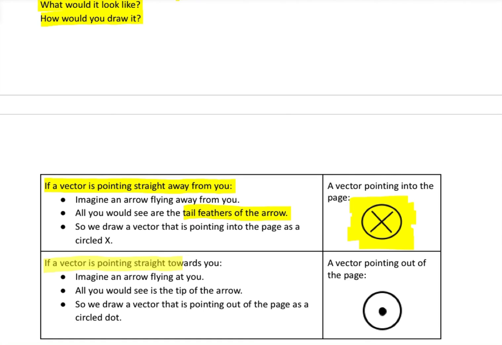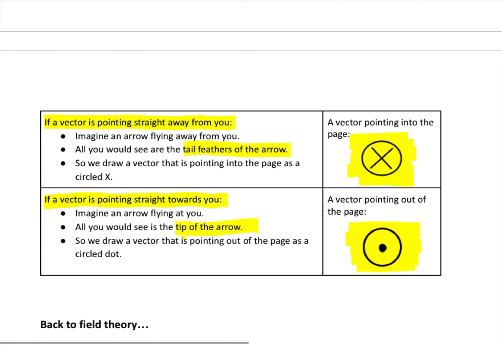Similarly, any vector that's pointing straight towards you, so imagine an archery arrow shot at a camera for cool special effects in a movie. When it's flying straight at you, all you see is the tip of the arrow. Since you only see that sharp point, we're literally going to draw it as a dot with a circle around it. That's how we're going to tackle 3D vectors. A circled X represents a vector that's pointed away from you, and a circled dot represents a vector that's pointed towards you.